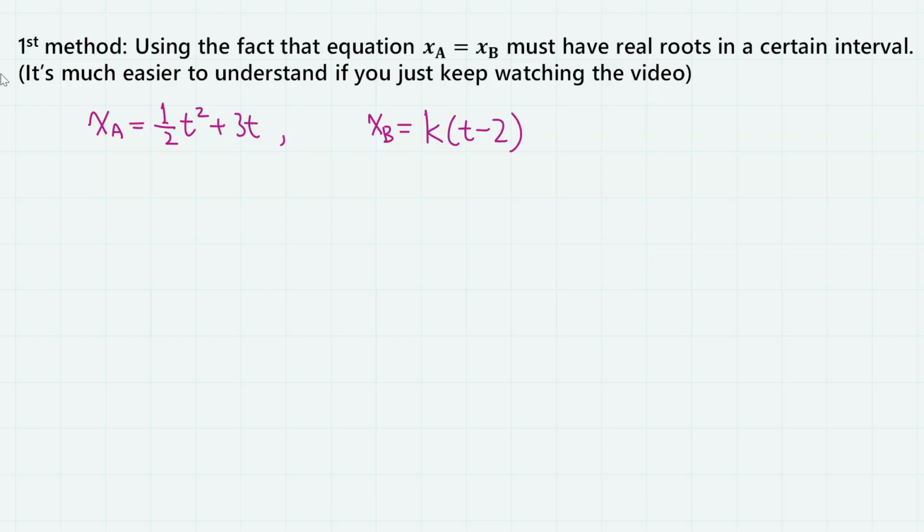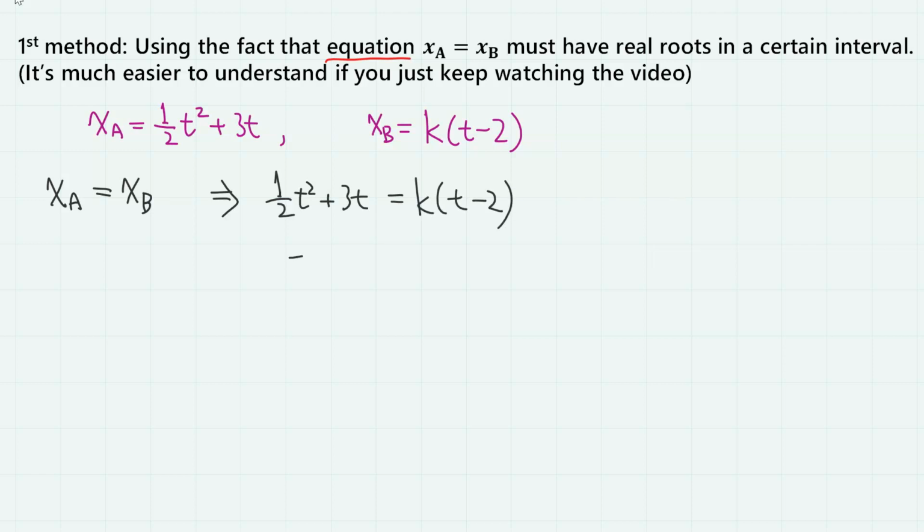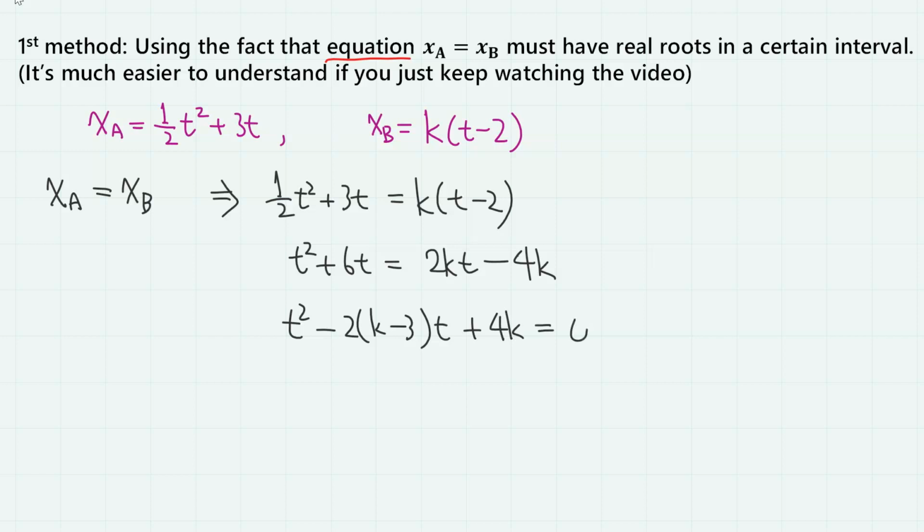So in this method, we will extract the conditions for k by setting up the equation. When 2 points meet, xa equals xb, and therefore 1/2 t squared plus 3t equals k(t minus 2). And if we multiply 2 on both sides, we have t squared plus 6t equals 2kt minus 4k. So we have t squared minus (2k minus 3)t plus 4k equals 0.